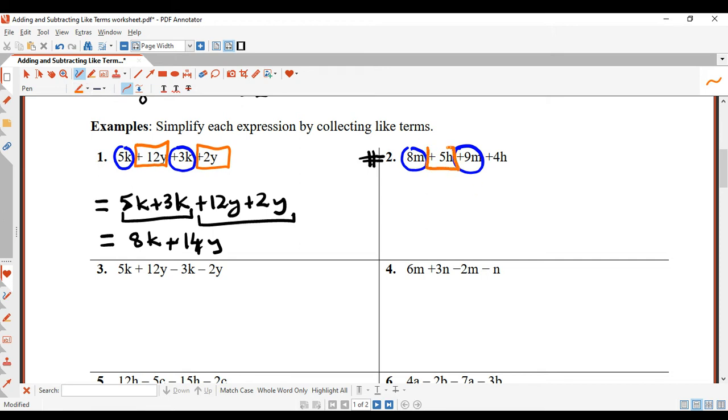And then I'm going to group this term here, positive 5h and plus 4h. They go together. So let's collect the like terms now. I'm going to put the like terms together, 8m and positive 9m. And then I'm going to put together the other pair, positive 5h and plus 4h.